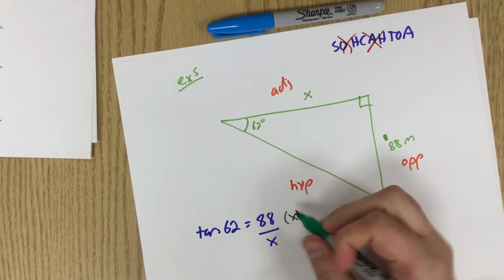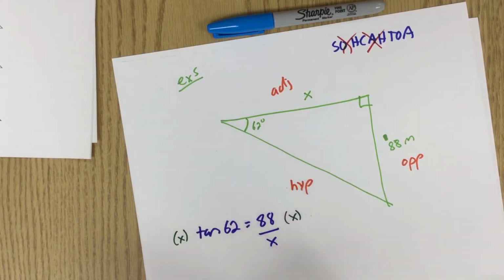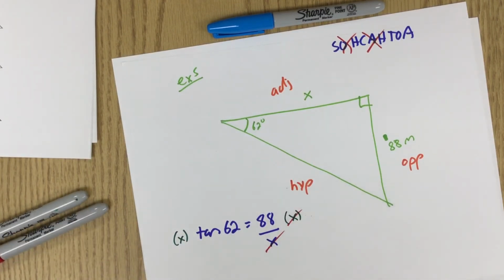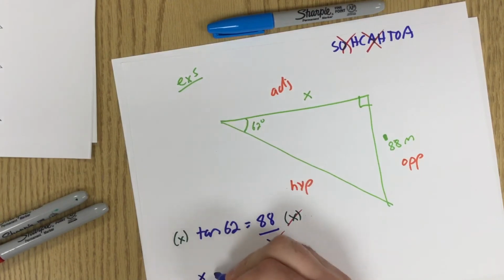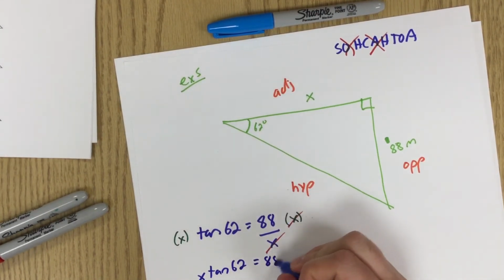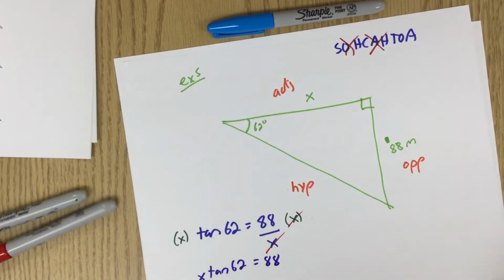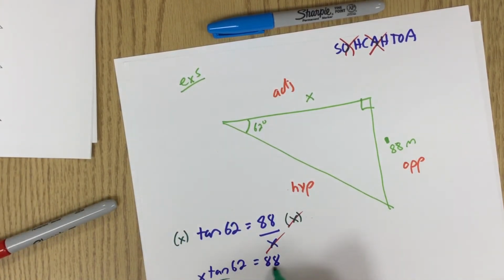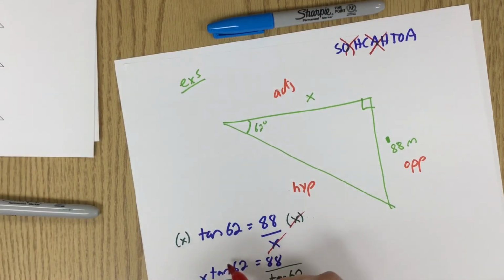And the x is on the bottom, so we're going to have those extra steps. Chink, chink. So x times the tangent of 62 equals 88. We divide both sides by the tangent of 62. Chunk, chunk, those go away.